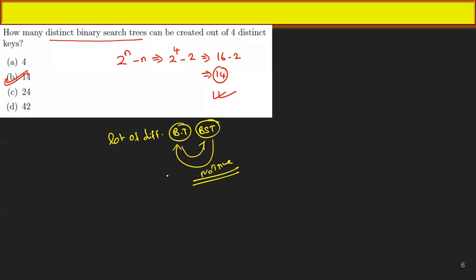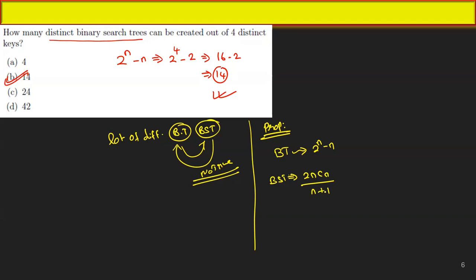Listen carefully now. Whenever we are discussing the properties, we have discussed almost 20 properties. In that, for a binary tree only, I gave the formula 2 power n minus n. For a binary search tree, the formula is 2n cn divided by n plus 1.